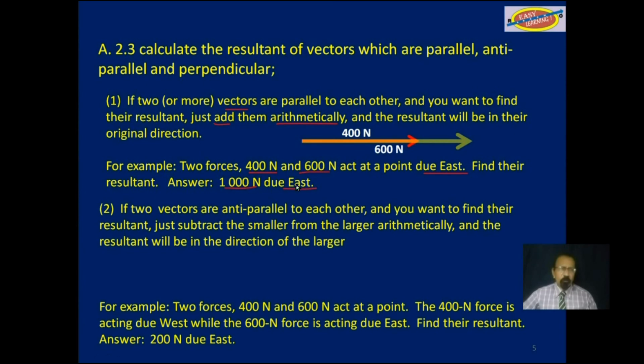On the other hand, if you have two forces that are exactly opposite to each other, you will subtract the smaller from the larger arithmetically, and the resultant will be in the direction of the larger force. For example, if 400 newtons is due west, and 600 newtons is due east, then their resultant will be 600 minus 400, which gives us 200 newtons due east.